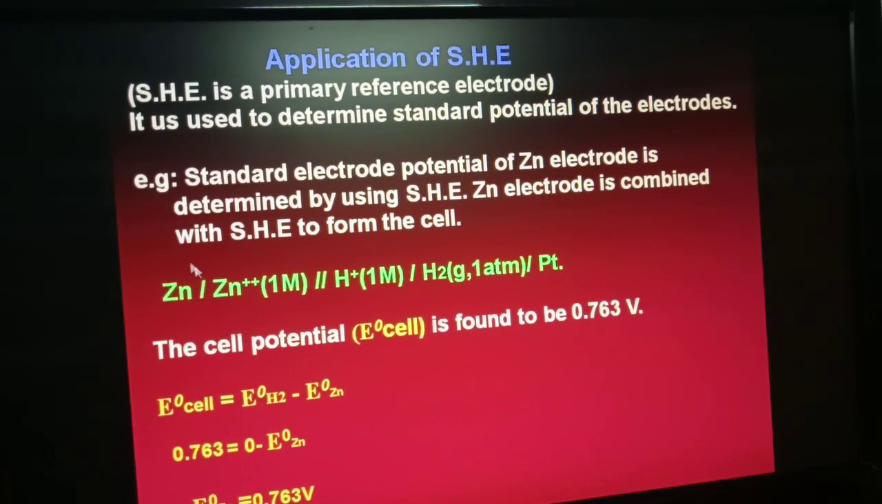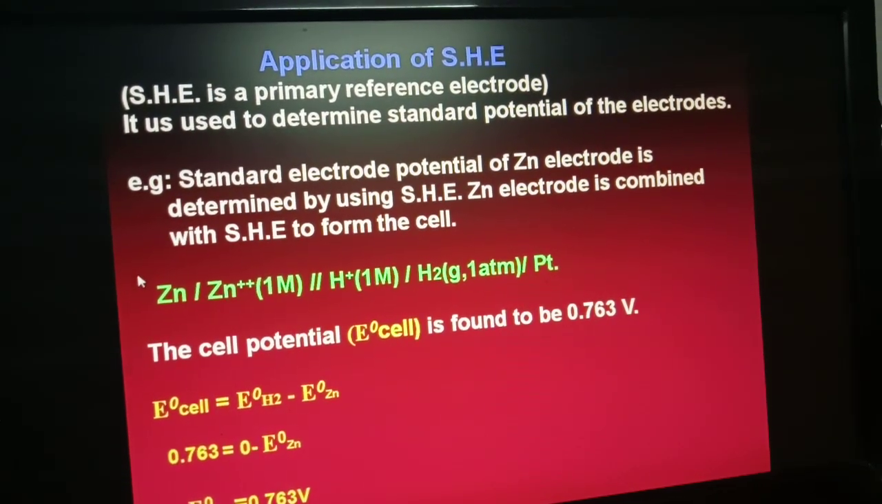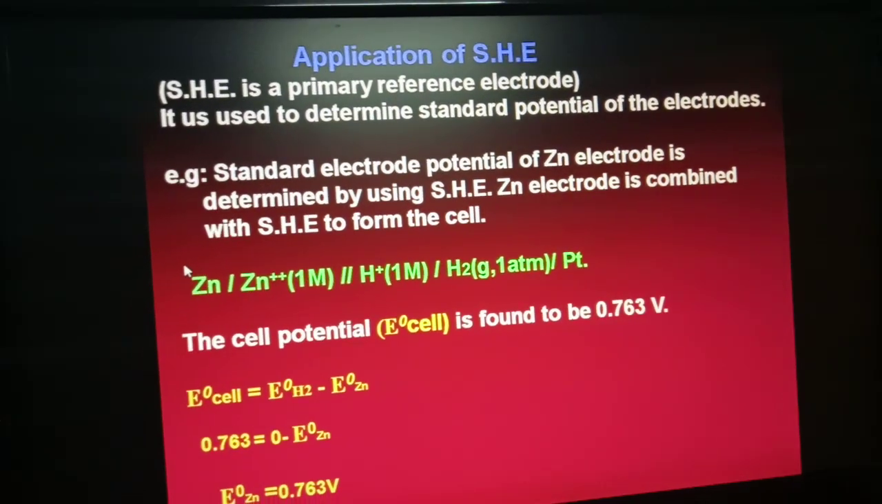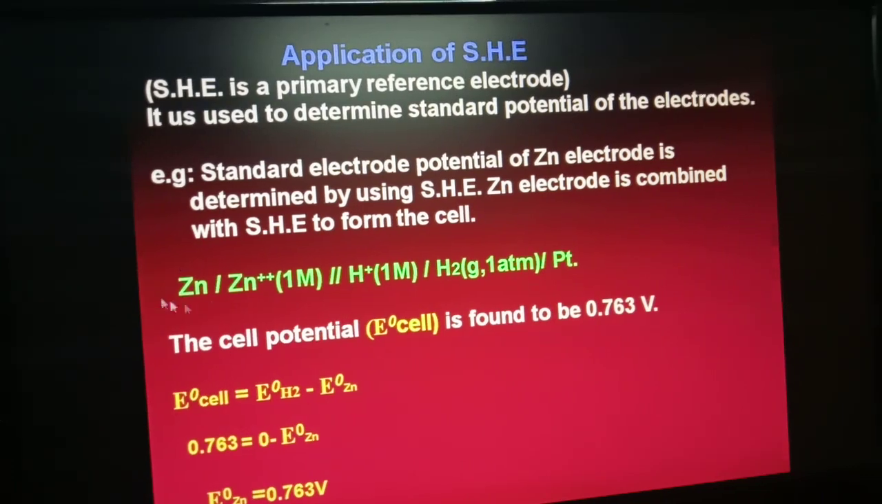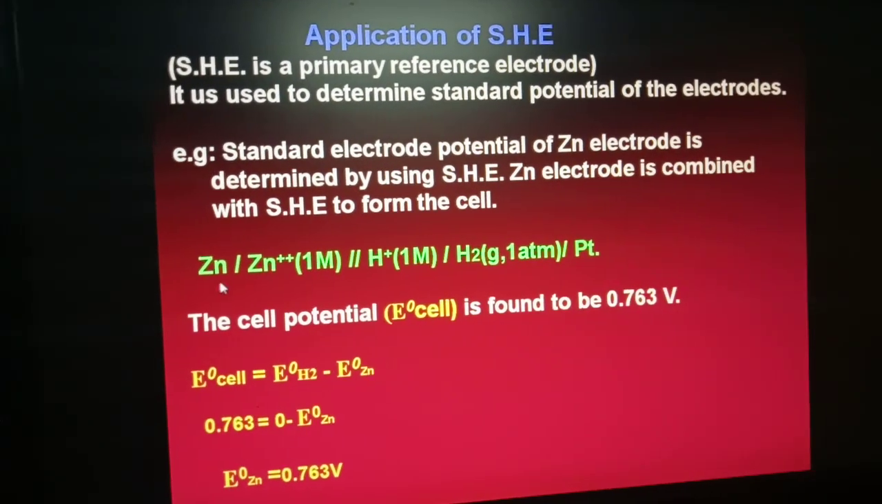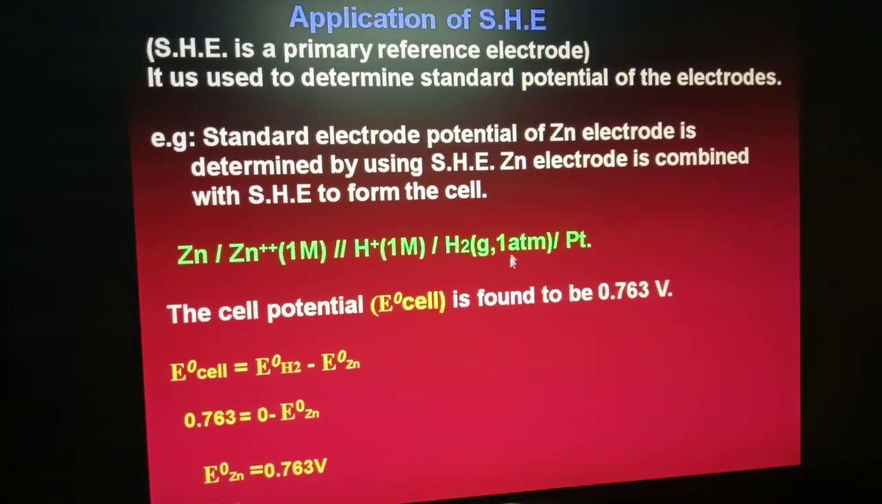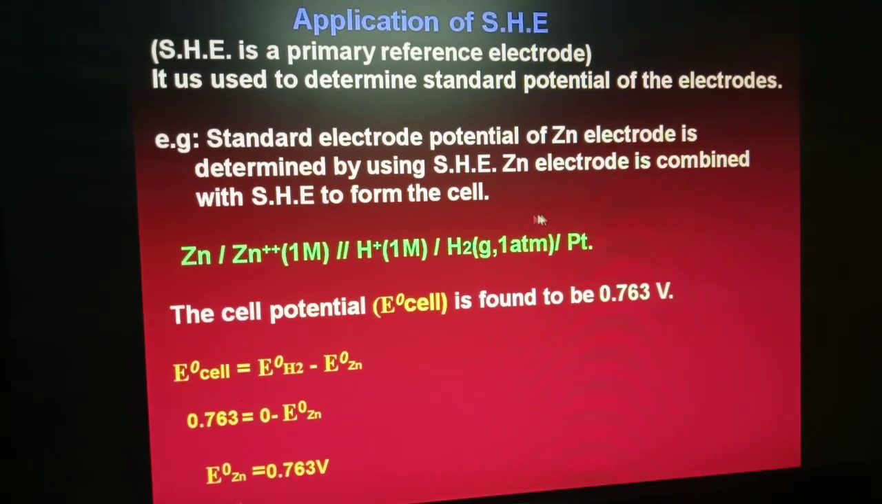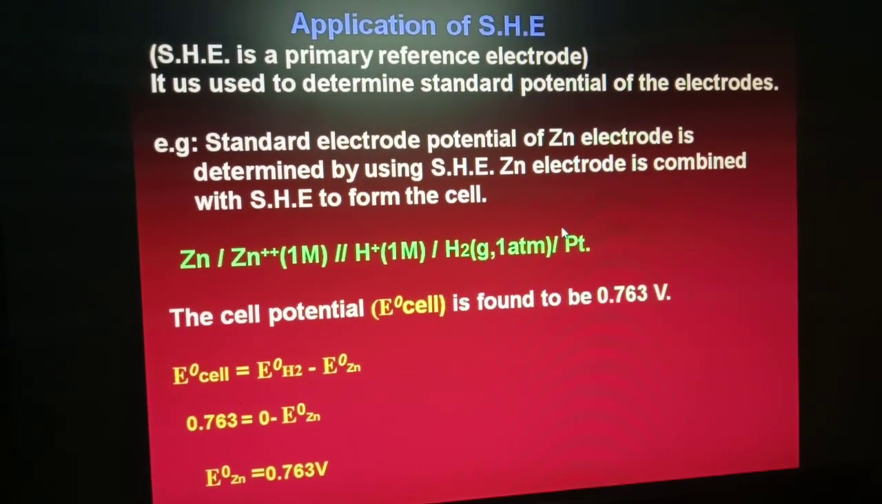Although it is connected to negative terminal in galvanic cell, that electrode which is connected to the negative terminal plays a role of anode. So zinc is the anode in the following cell, whereas hydrogen gas will play the role of cathode as it is connected to the right hand side.